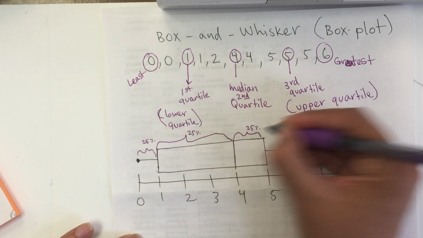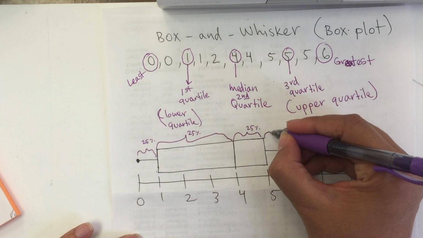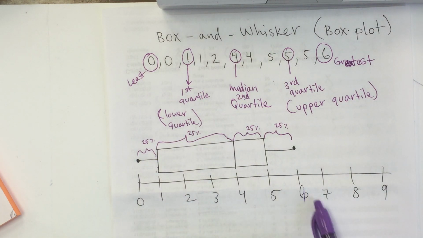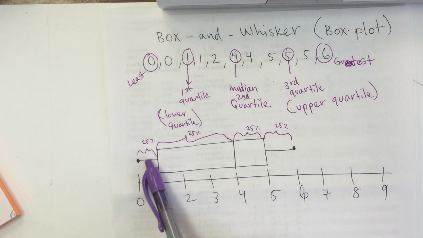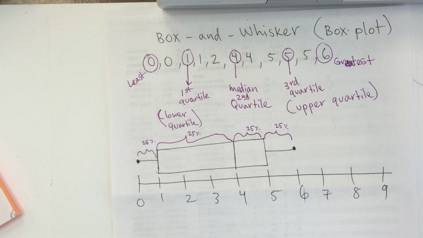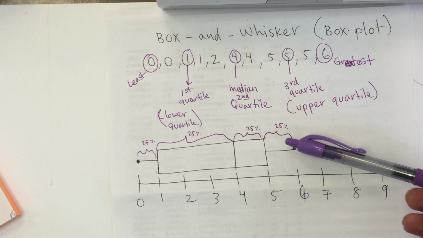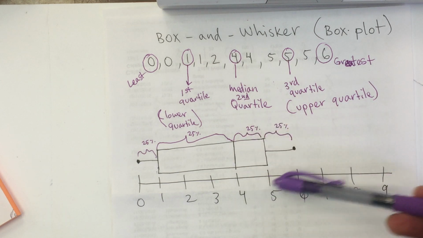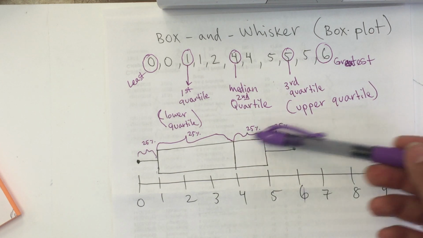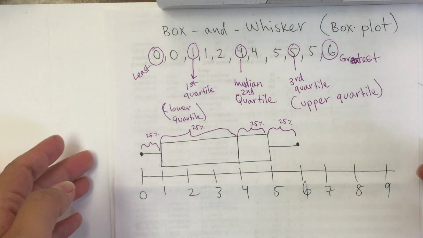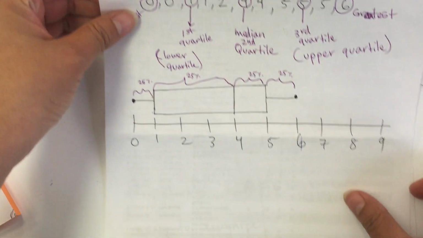25% of my data stands here between 4 and 5, and 25% of my data, my upper 25%, stands from 5 to 6. So basically this is just dividing into fourths or into 25%. Why is this useful? Because especially for teachers, if you want to see where the half of the class is, or the lower half, what's happening to them, what's the range of those, those are the things that you could probably observe in here.